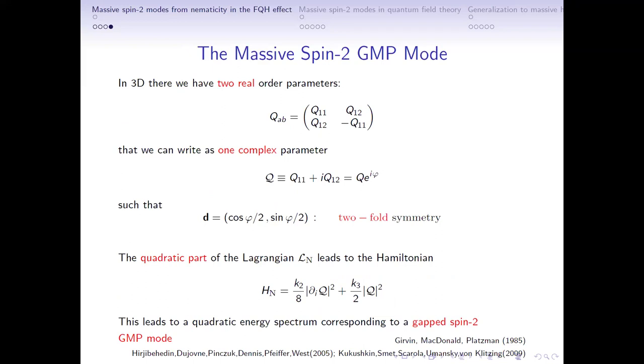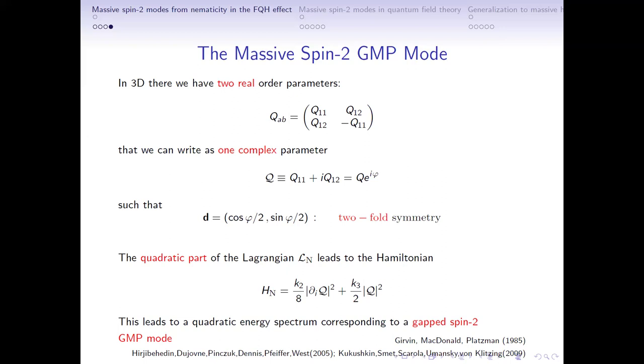then you have your massive spin 2 GMP mode. The special thing about three, this is the only thing that works in three dimensions, by three I mean two space and one time, because space is then two-dimensional, and you can write any symmetric matrix in terms of only two independent components. These two independent components you can combine in one complex parameter. So Q1 and Q2 are real, but Q is complex. So that is Q exponential i phi.